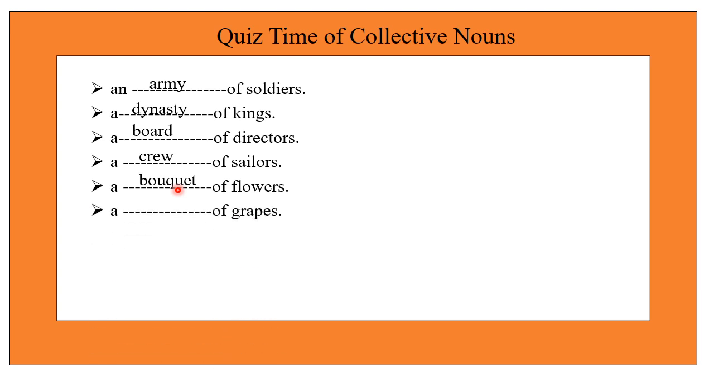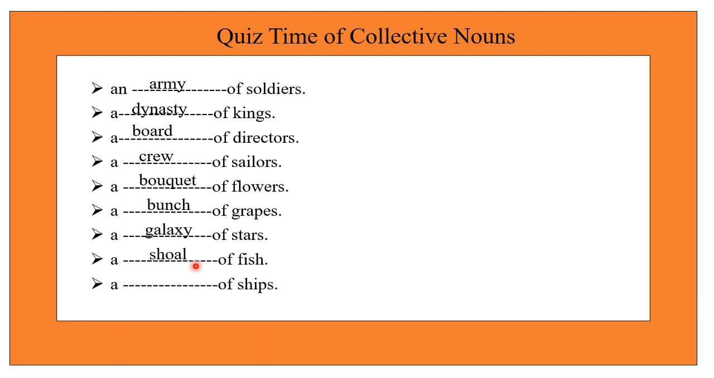Next example, a dash of grapes. What is the correct collective noun here? A bunch of grapes. Next one, a dash of stars. So what is the correct collective noun here? A galaxy of stars. Dear students, you have to guess the correct answers. Okay. Next one, a dash of fish. When many fish come together, it is known as a shoal of fish.